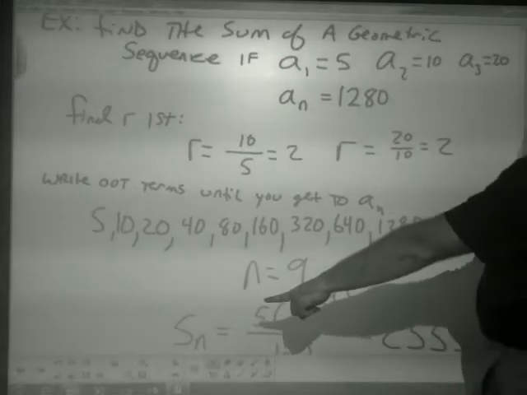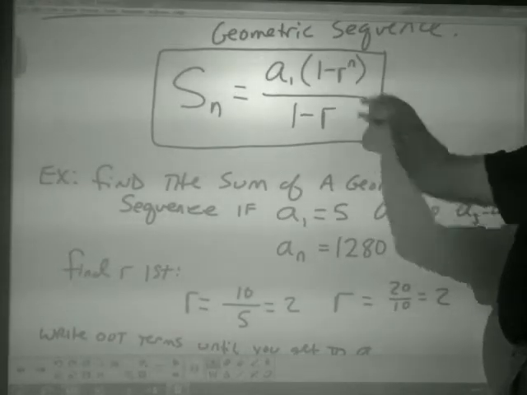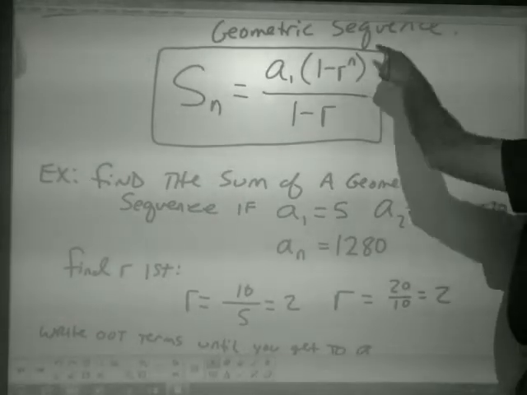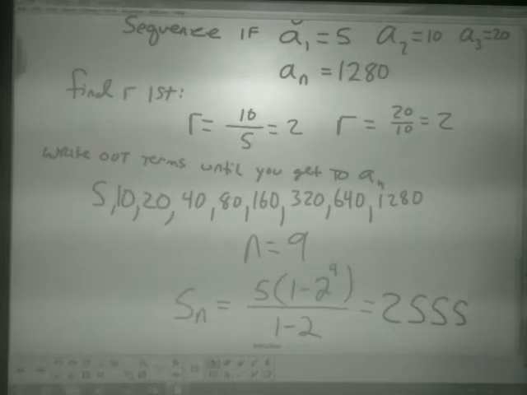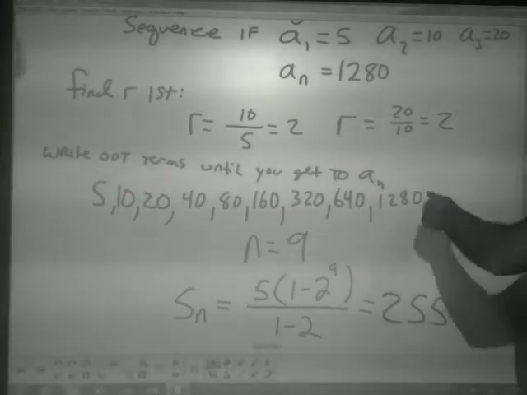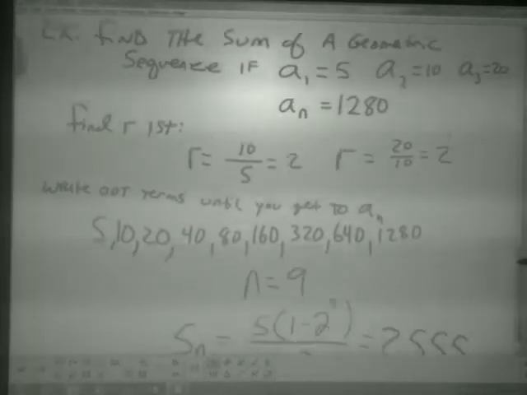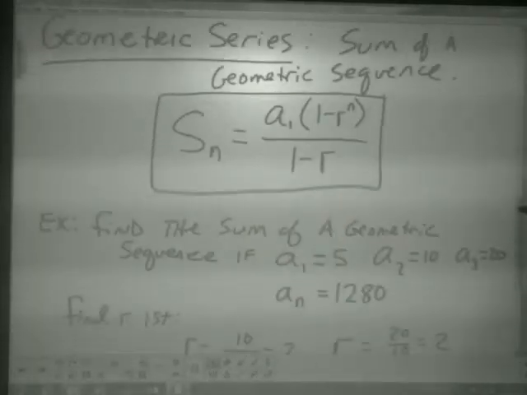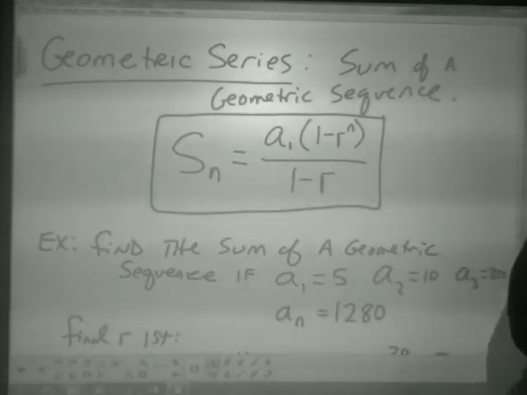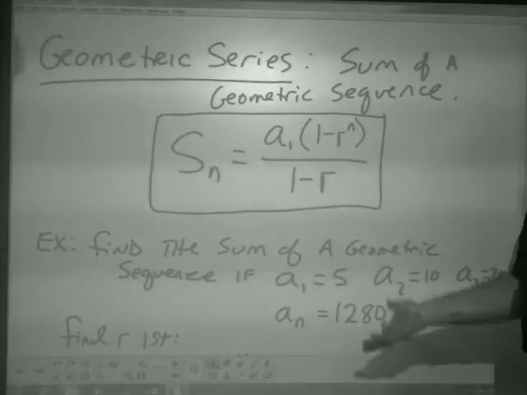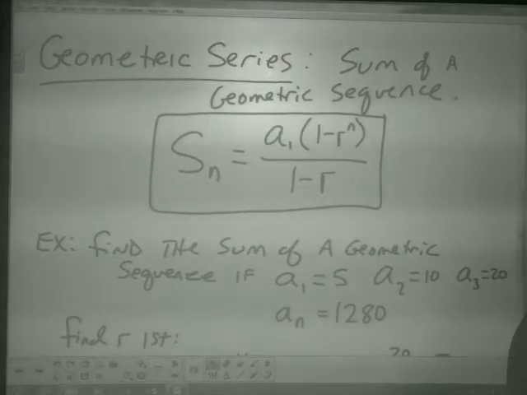The formula says the number I start with, 5, times 1 minus my multiplier 2 to the 9 terms, over 1 minus my multiplier. You could easily just type these in and add them up. But geometric is basically like an arithmetic, except that it's using a common multiplier versus a common add-on. And so we're just going to work on practice problems with this, and you'll reason your way through these without any trouble.